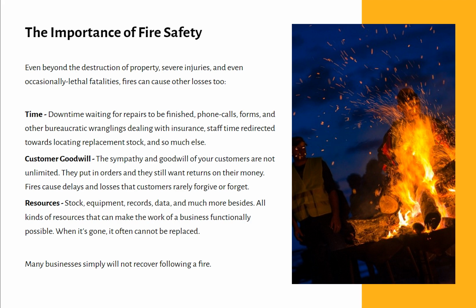Customer goodwill. The sympathy and goodwill of your customers are not unlimited. They put in orders and they still want returns on their money. Fires cause delays and losses that customers rarely forgive or forget. Resources, stock, equipment, records, data, and much more besides. All kinds of resources that can make the work of a business functionally possible. When it's gone, it often cannot be replaced. Many businesses simply will not recover following a fire.